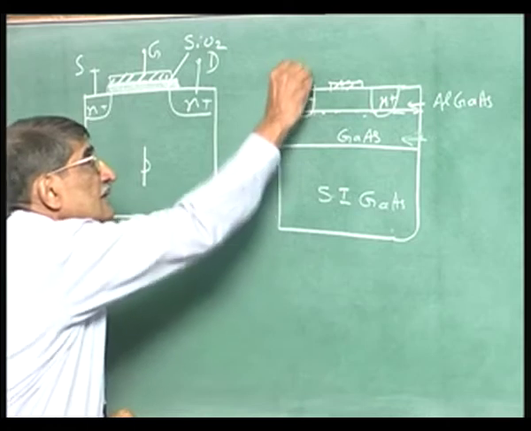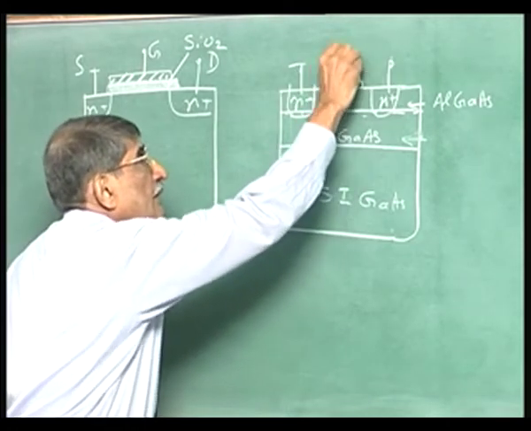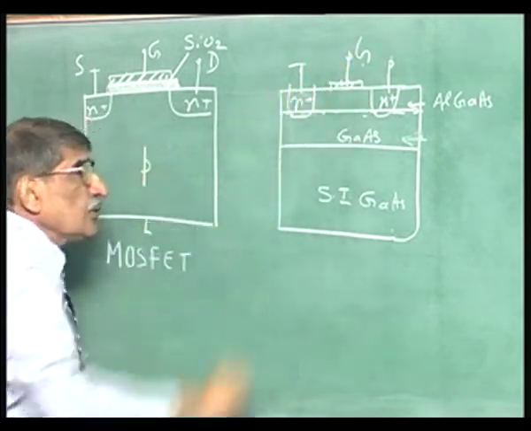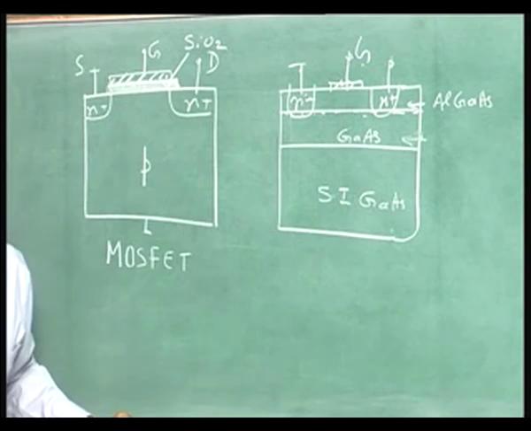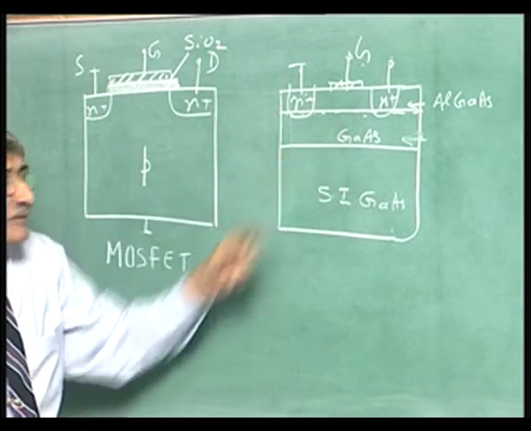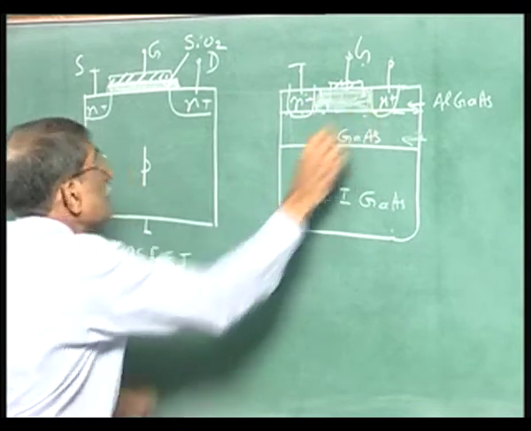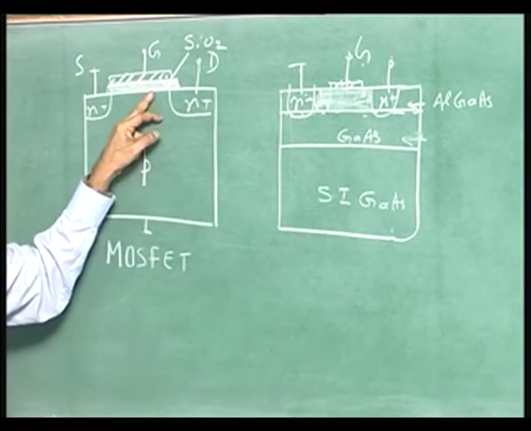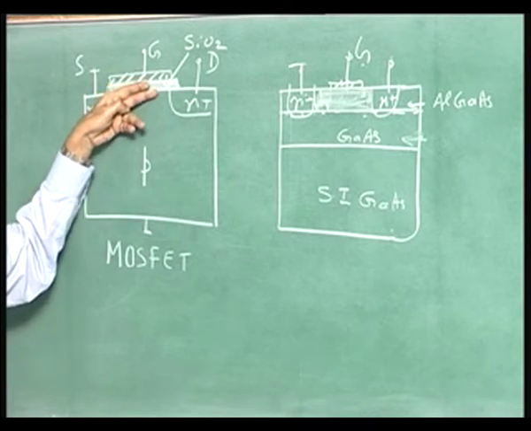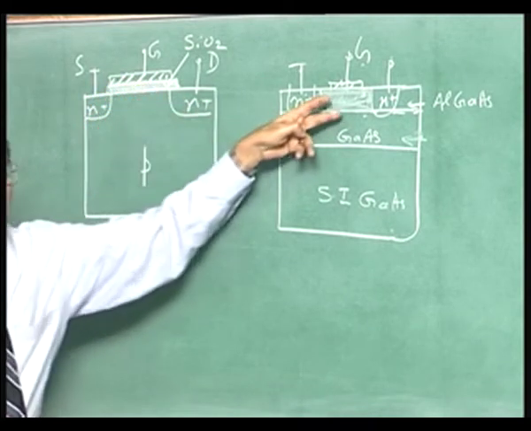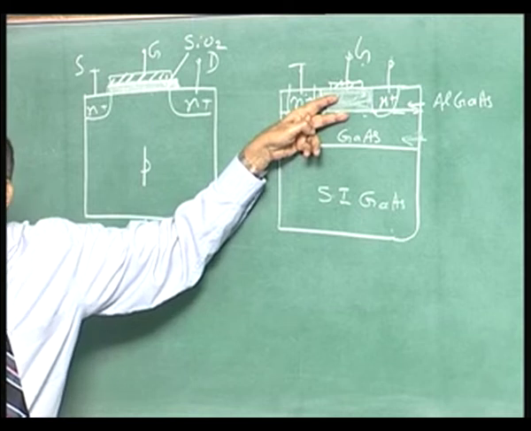So, now when I apply a voltage between the gate and the source, this is depleted. So, this entire layer is equivalent of that, and this layer can be made 0.1 micron or even smaller. This layer also can be made 300, 400 angstroms, very thin.